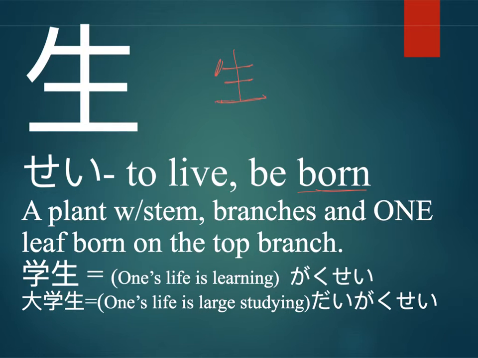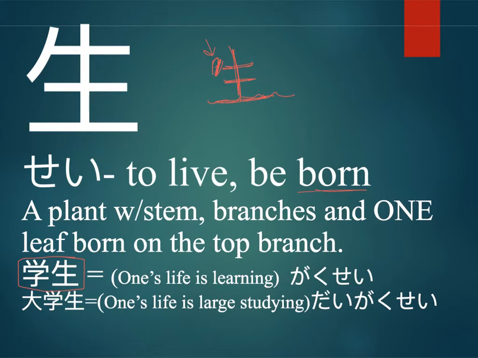But here you have the ground, and then you have the stem of the plant, a couple branches here, and then you have a little leaf right there. A little leaf that was born on the top branch, or is living on the top branch. And we find this in this particular combination right here.